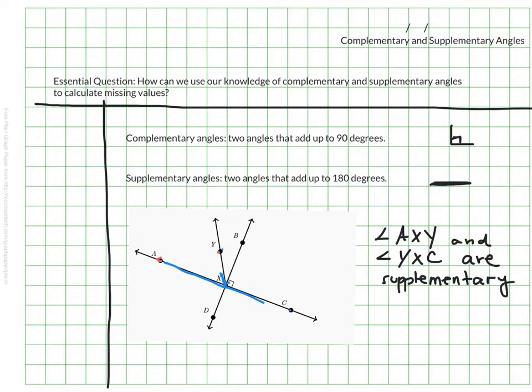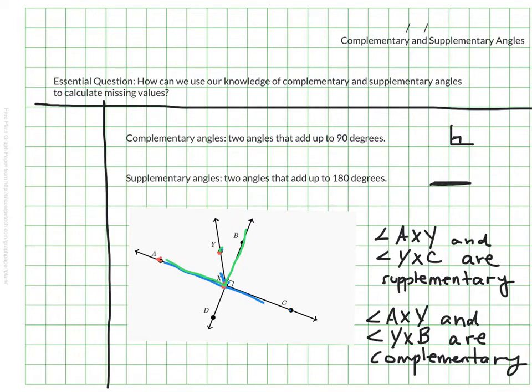Whereas AXY together with YXB, these appear to make this right angle, which means together those two angles are complementary. They add up to 90 degrees.